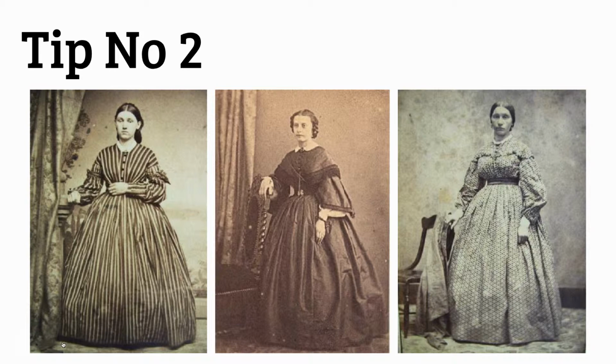Next tip. Look at the shape of the dress that the woman is wearing. Women wore almost exclusively dresses at that time. If you find a woman not wearing a dress, that's a whole different kettle of fish and a different story. The general shape for dresses during the early 1860s was this bell shape. The woman's silhouette is very round at the top and continues round in a sort of round cone all the way to the floor.